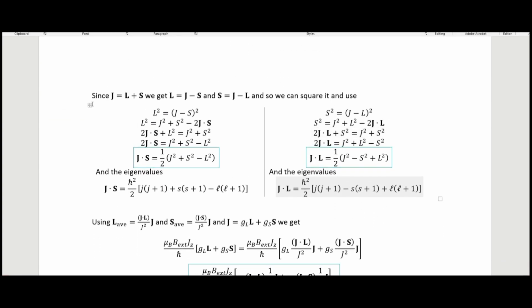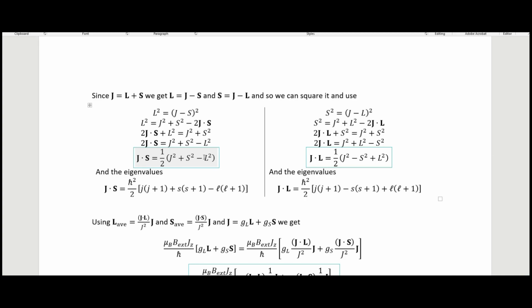All right, so we have J equals L plus S, and so we can set L equal to J minus S and S equal to J minus L. I put these two things side by side here, so we end up with our J dot S and our J dot L. The thing to notice here is that the signs are switching.